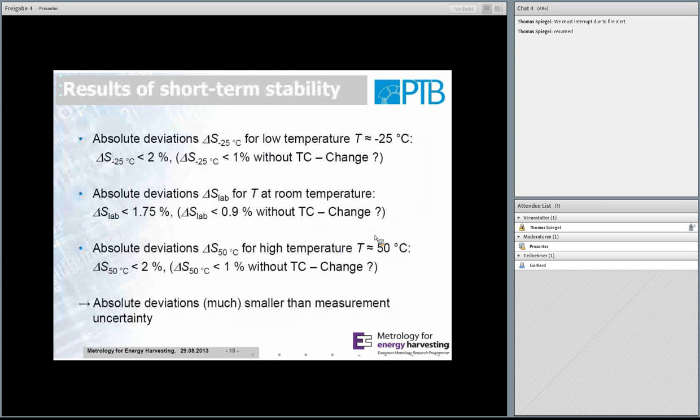Of course, these measurements were not only done at minus 25 degrees C, they were also done at room temperature, simply storing in the laboratory cabinet, and at 50 degrees C. But none of them showed a bigger variation than 2% from the mean value. So this means also the short-term stability is guaranteed.